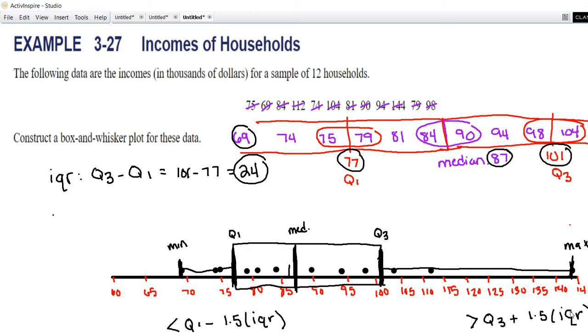You can also make a box plot and get your 5-number summary in your calculator, and I will put another video up with that with the same data in just a second.